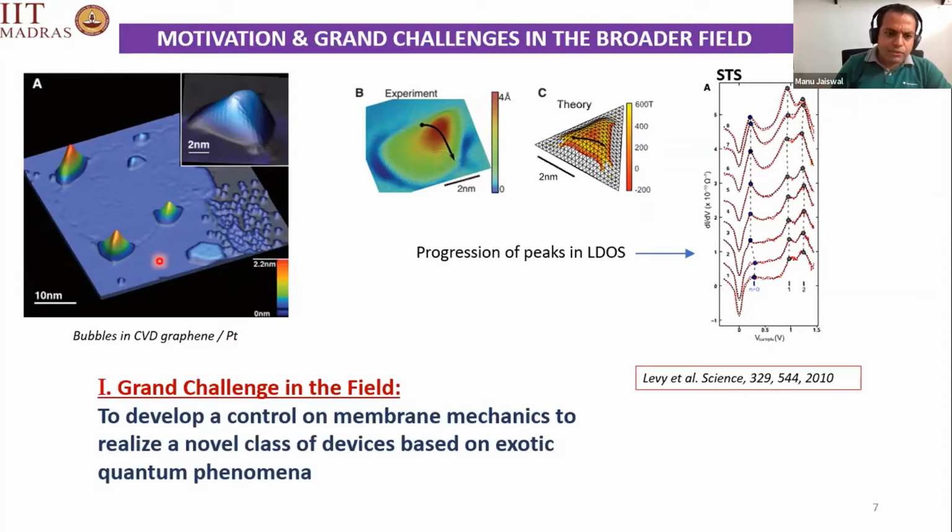While these things have been shown and they are exotic quantum phenomena, people still lack any means of controlling the membrane mechanics. If you ask me, can you create this again? It's impossible. You can't dictate how the membrane should have a particular shape. It's a grand challenge in the field to develop control on the membrane mechanics in order to realize these very novel phenomena.